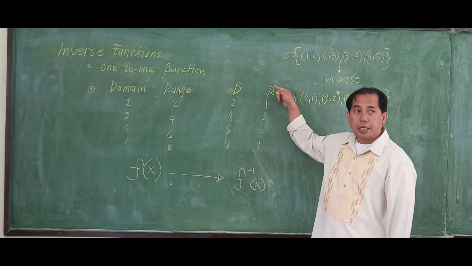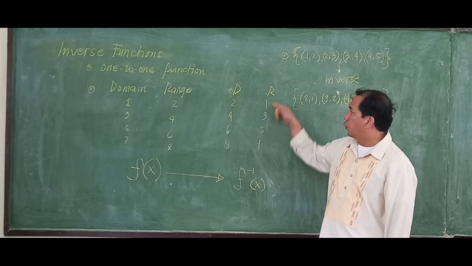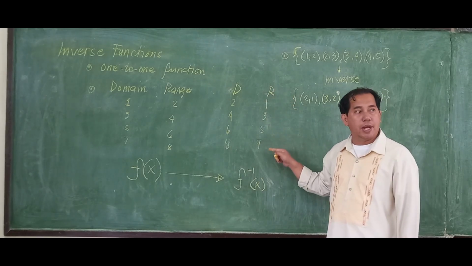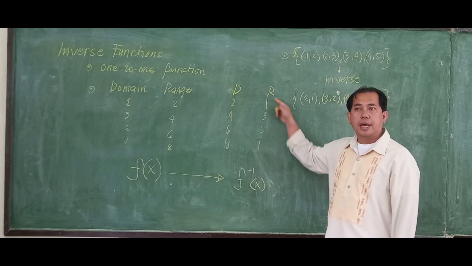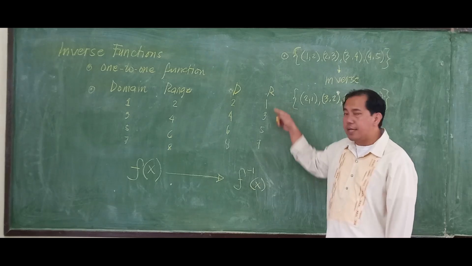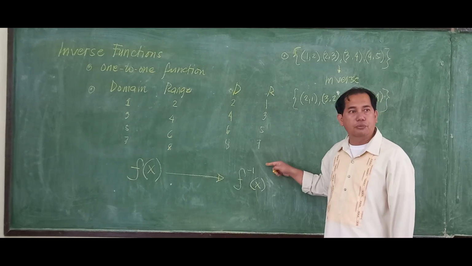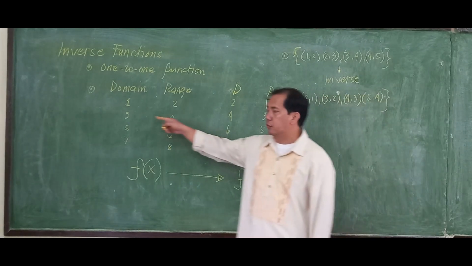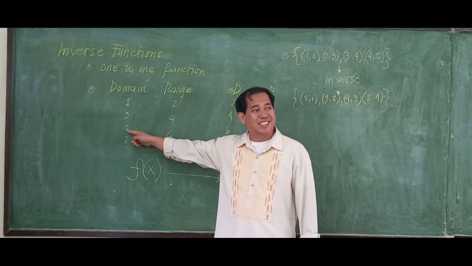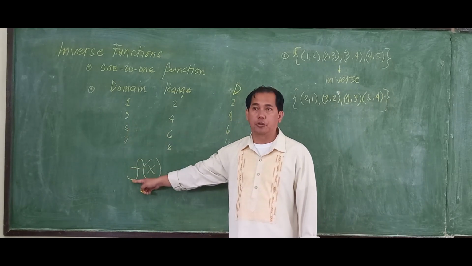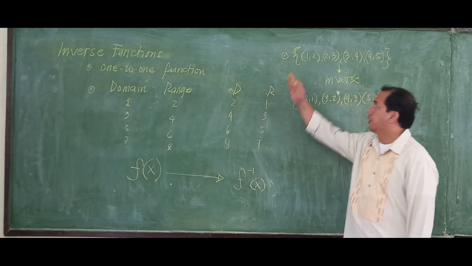Another one is, in the inverse function, the elements of the range are the elements of the domain in the original function. Now let's try to look into the other example.